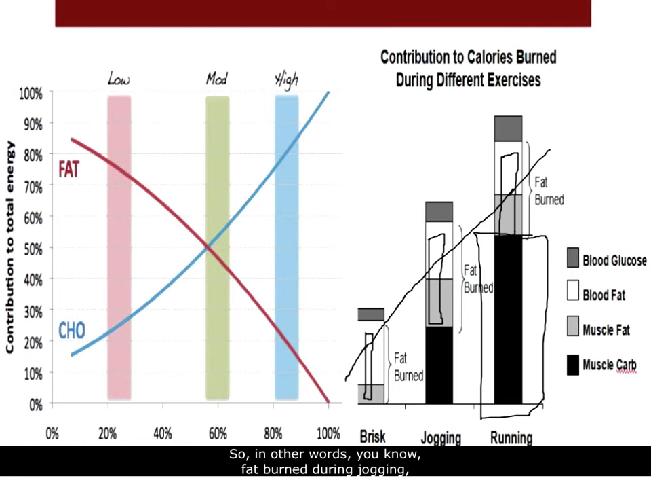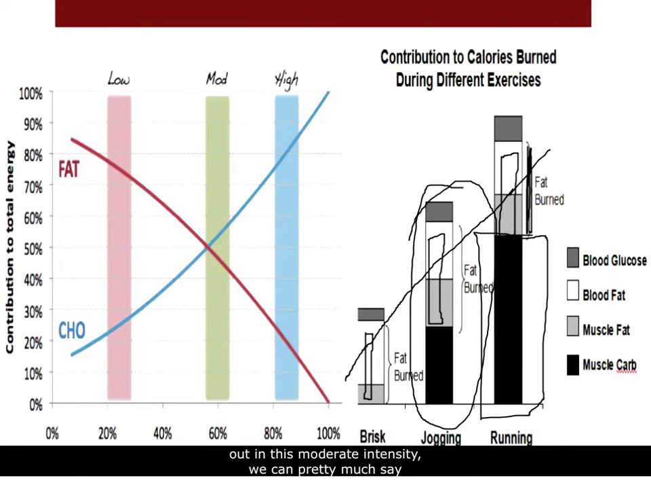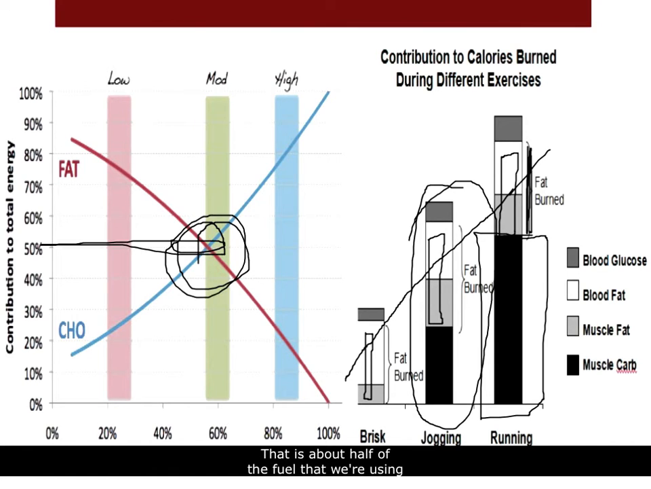So in other words, fats burned during jogging, it's about 50%, whereas fats burned during running, what is that, maybe 25 to 30%. So the proportional change is different. But again, since most of us are working out in this moderate intensity, we can pretty much say that fat is about half the fuel that we're using. And you can also see that illustrated here. Fat is about half of the fuel that we're using at moderate intensity.